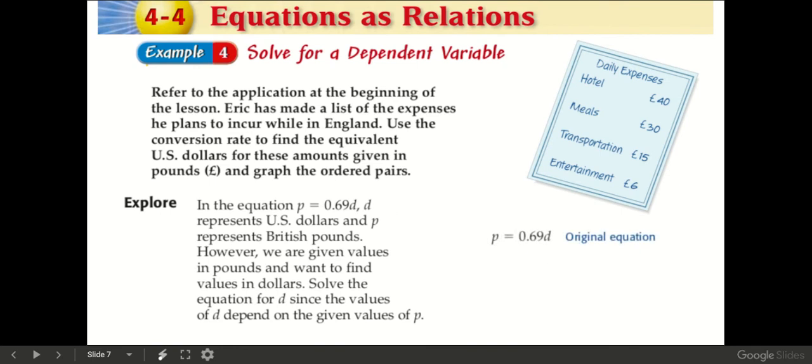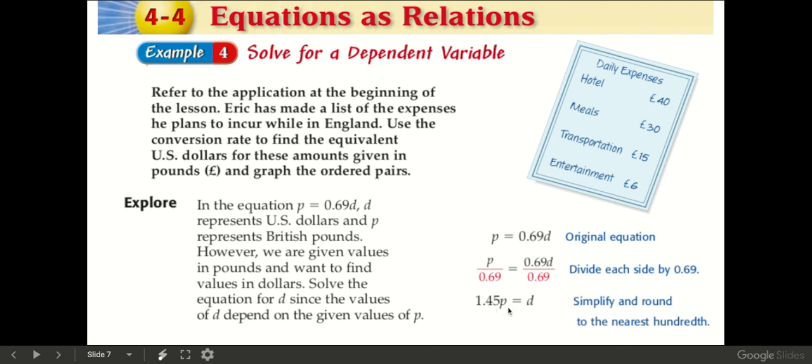So here's the original equation. We're going to solve for D. D is currently being multiplied by 0.69, so we're going to divide both sides by 0.69 in order to get D by itself. And when I do this, 1 divided by 0.69 is 1.45 times P. So again, 1 divided by 0.69 gives me approximately 1.45P. This is rounded to the nearest hundredth. It actually is 1.45 something, something, something, but we're going to keep it simple at 2 decimal places because we're talking about money.